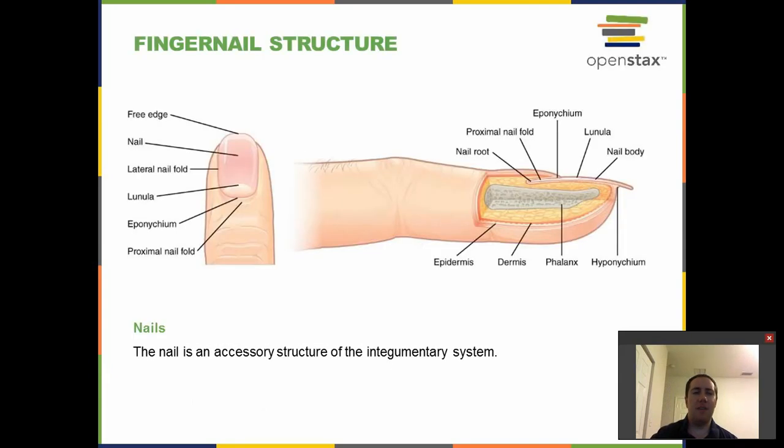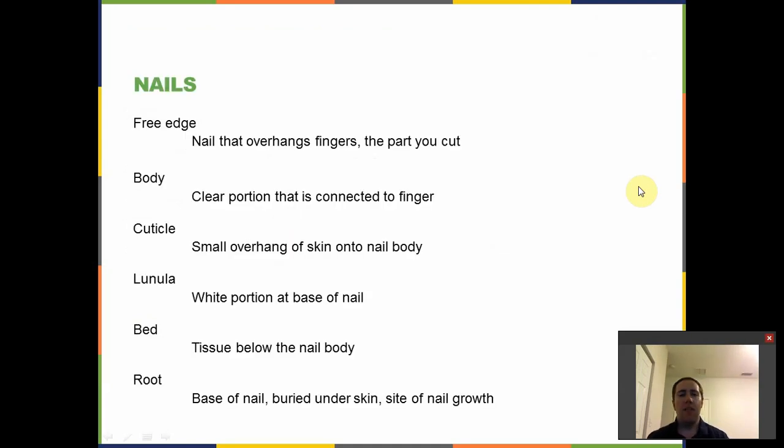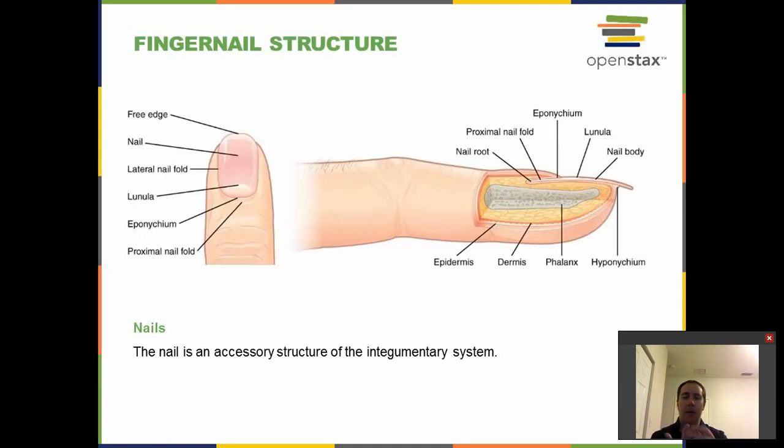The first is the free edge. The free edge is the part that sticks past your finger, the part that is not directly attached to your finger. That's the part that you trim. That's the part hanging over the end here. The body is the part of your fingernail that is attached to your finger and is kind of clear. And so you're going to see your reddish or your skin color underneath that. That is the body.